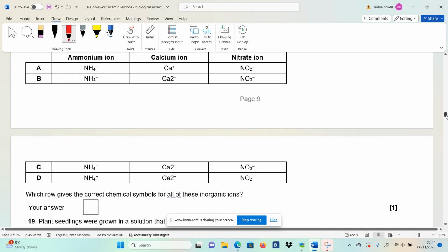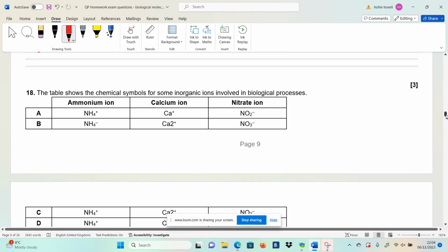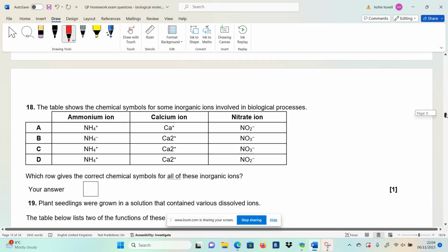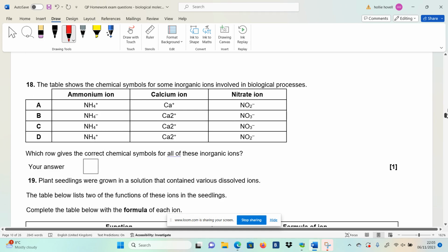Number 18, again, back to the ions again, which I've said you're going to have to just learn. Sorry about that. Put those on the next page so you can see them all in one go. The table shows the chemical symbols for some inorganic ions involved in biological processes. Which row gives the correct chemical symbols for all of these inorganic ions? So some of the ions are called organic. That just means they contain carbon. Some of them are inorganic. That simply means that they don't contain carbon.